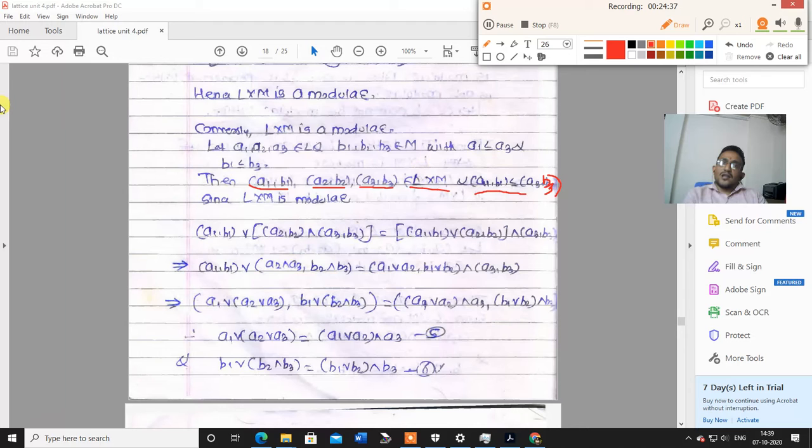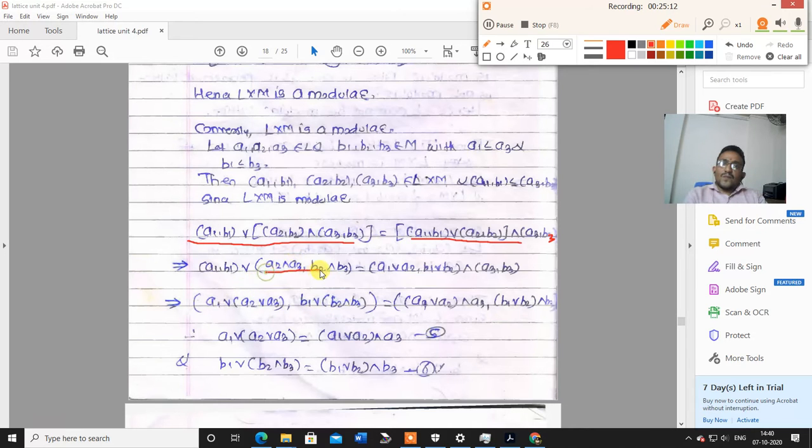Since L cross M is a modular lattice, it satisfies the modular law. Therefore we can say that (a1, b1) join ((a2, b2) meet (a3, b3)) is, by the modular law, equal to ((a1, b1) join (a2, b2)) meet (a3, b3). Good.